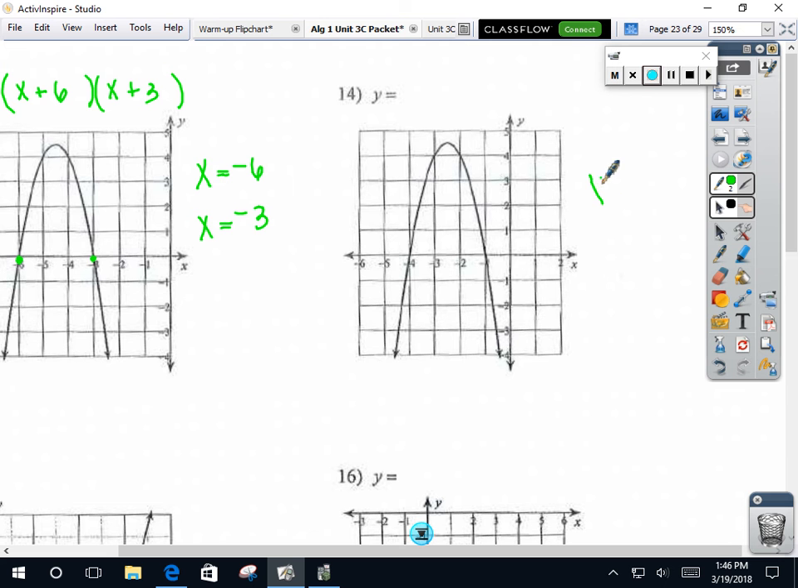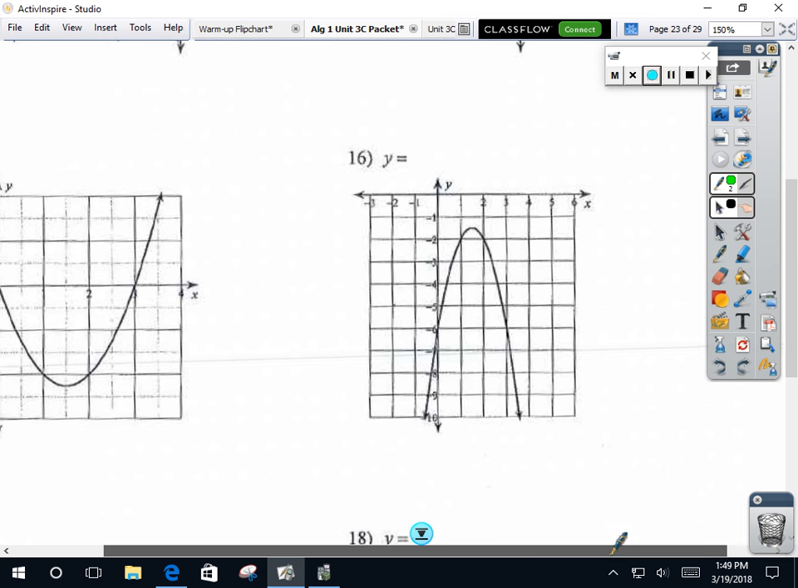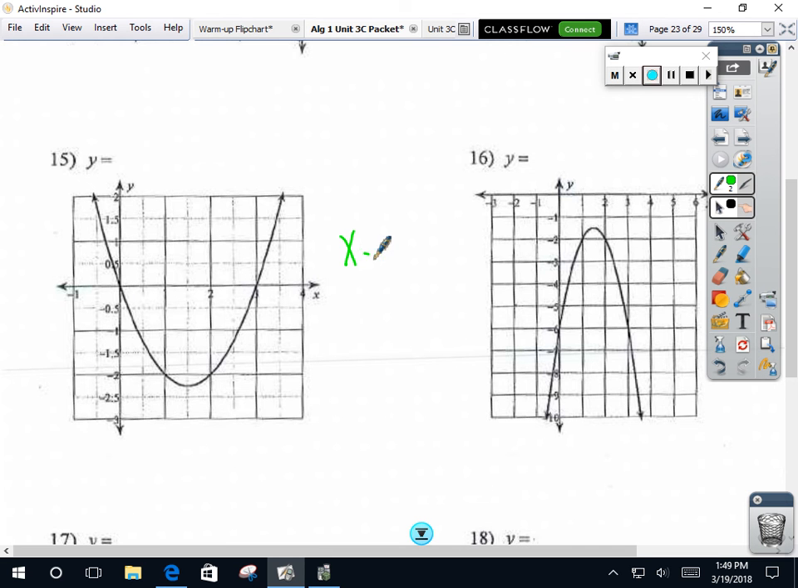All right, number 14. The two solutions are -1 and -4. So in factored form, that would be an x plus 1 and an x plus 4. But since it's open down, you put a negative. Okay, try the rest of this page. Number 15. Marcus, tell us what you got for the solutions. Plus 3. And so as factors, how do you write that?